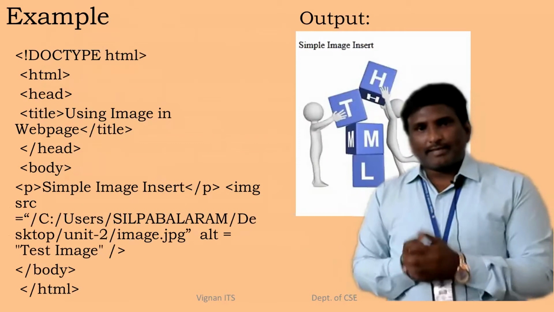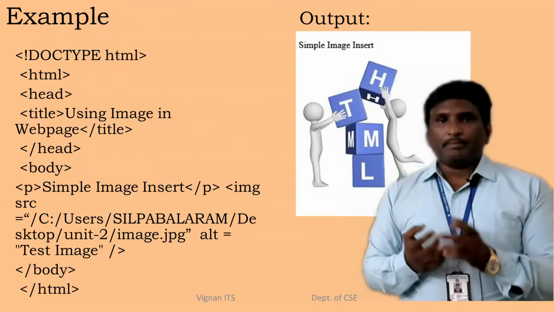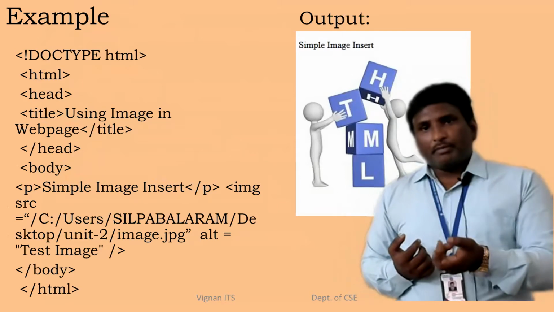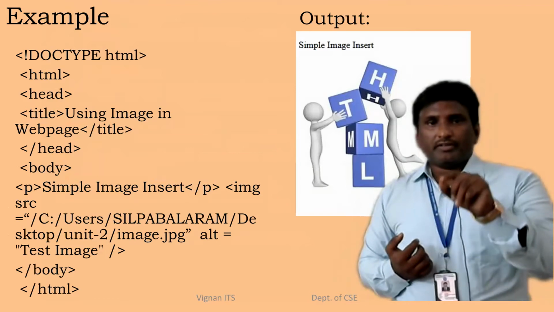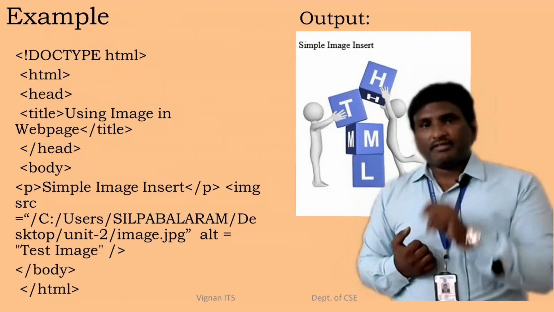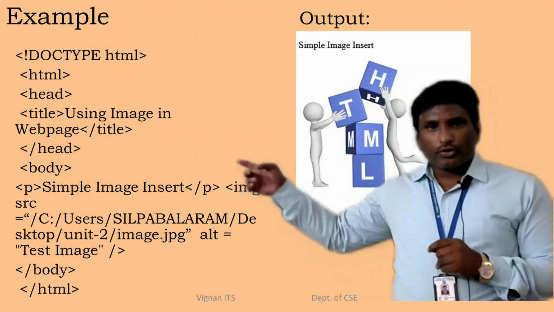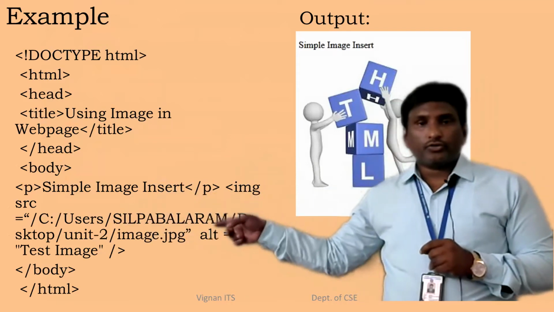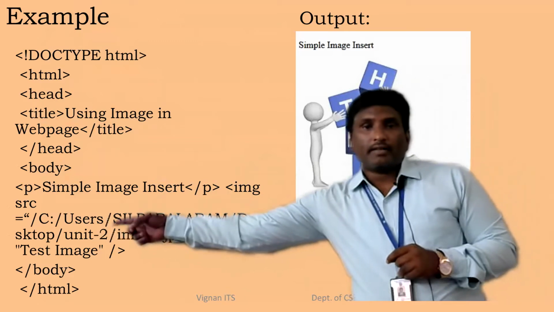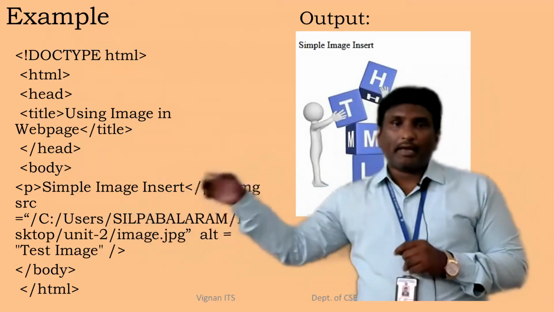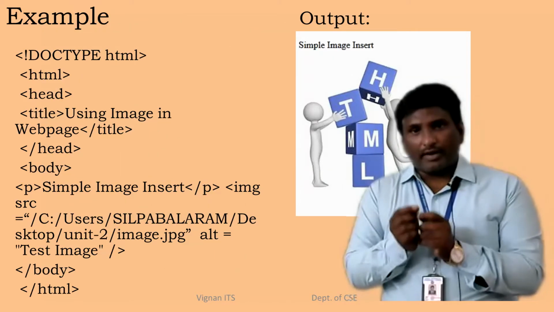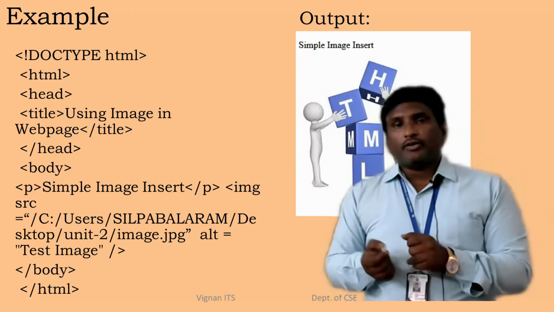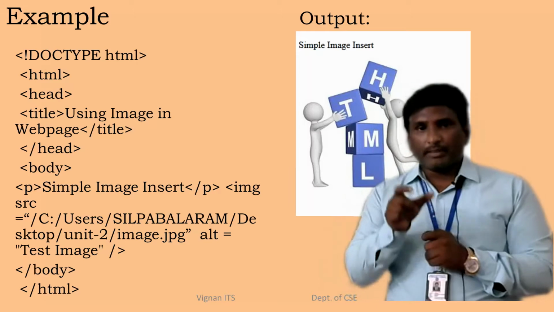In this example, we just display a simple image on a web page. As usual, the remaining part of the tags will be known. The only thing you should observe is the image tag. The image tag is img src equal to, and here we are specifying the path. The path is C colon users, then my image.jpg, which will be available in the unit 2 folder, directly on the desktop. That's what we need to specify as the path of the image.